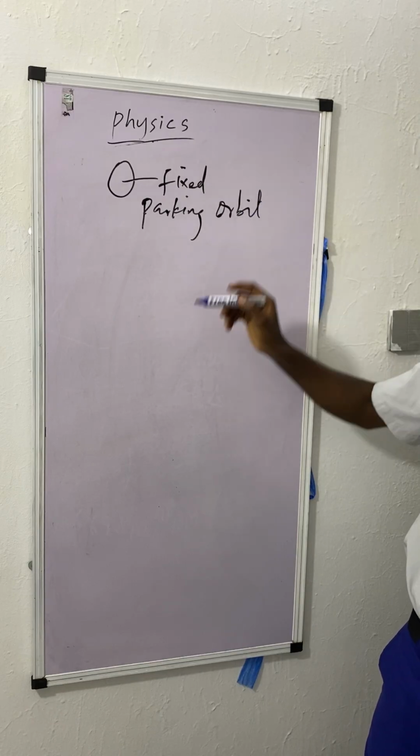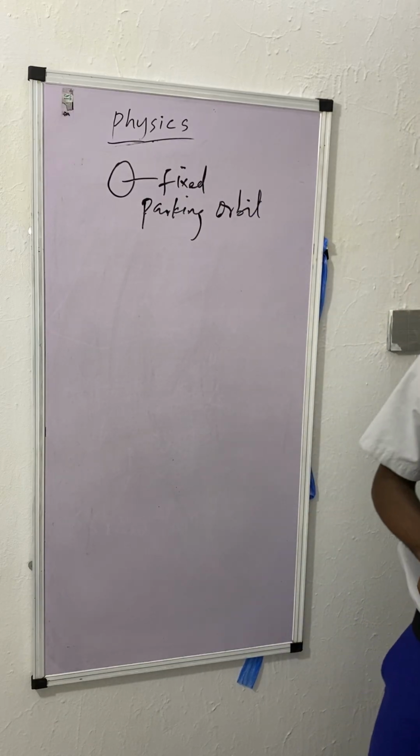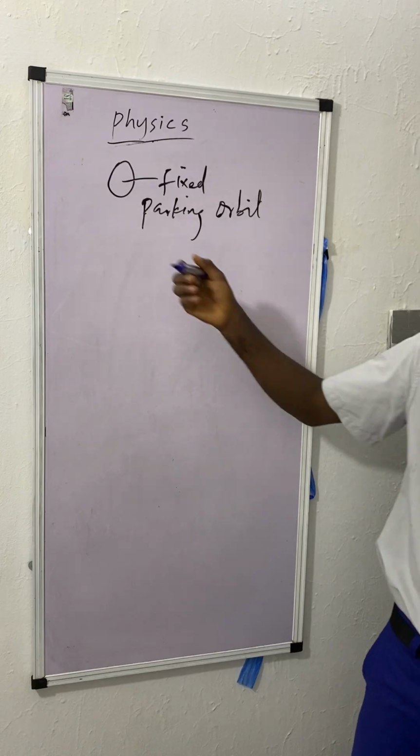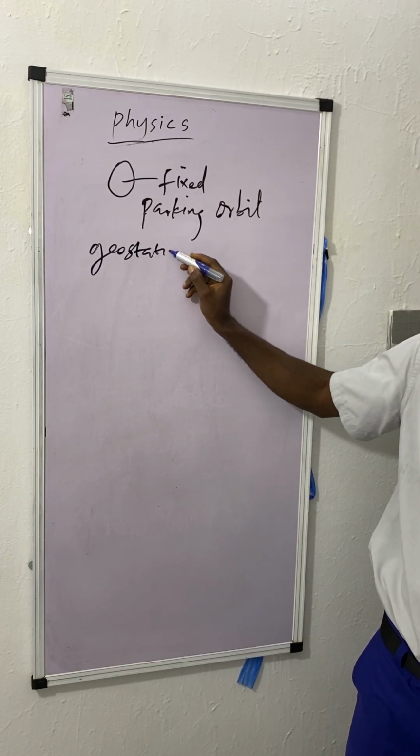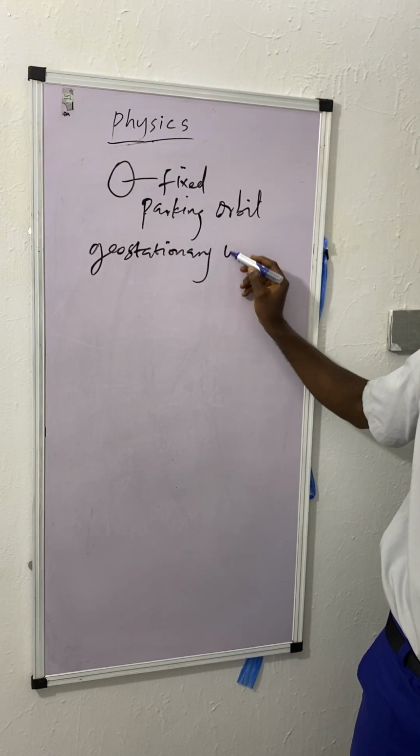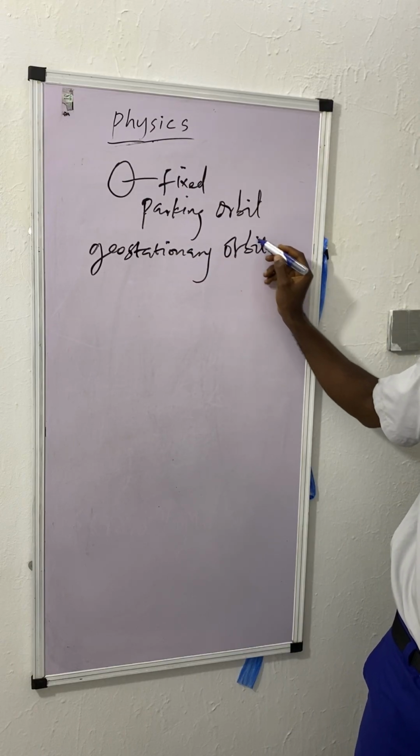Then he sets this question well. Take note. It's also known as geostationary. You can see we have stationary inside. That's fixed. Geostationary orbit. Take note.